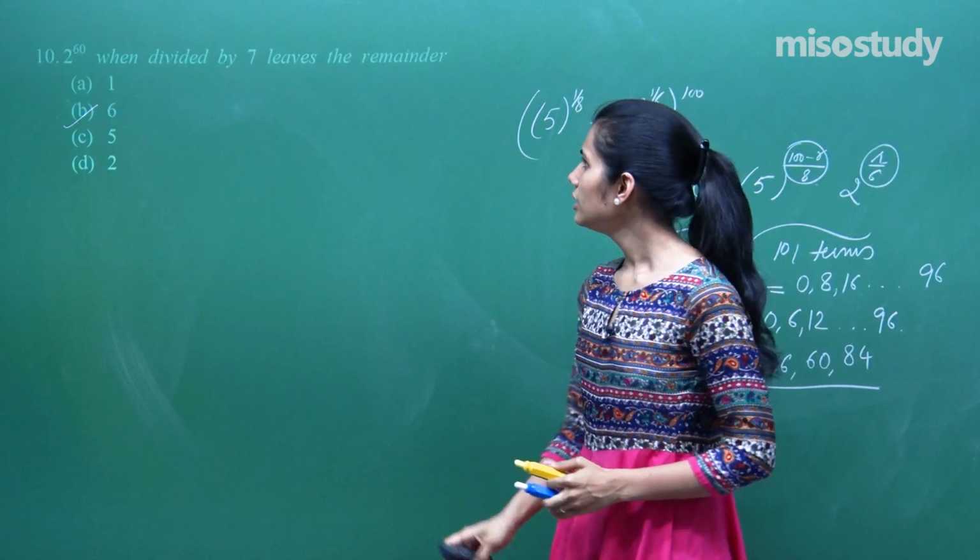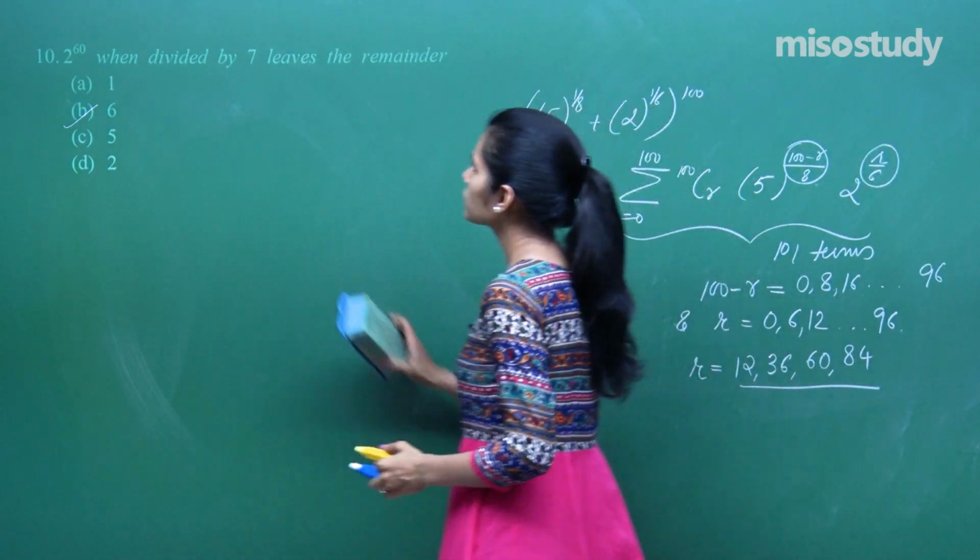Is it clear? 2 to the power 60 when divided by 7 leaves what as the remainder?